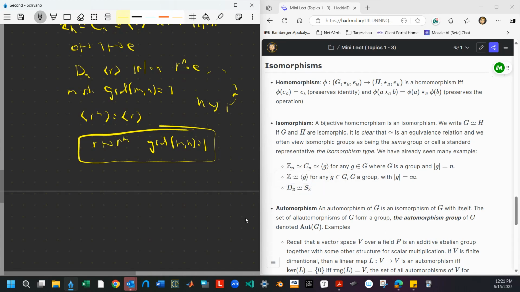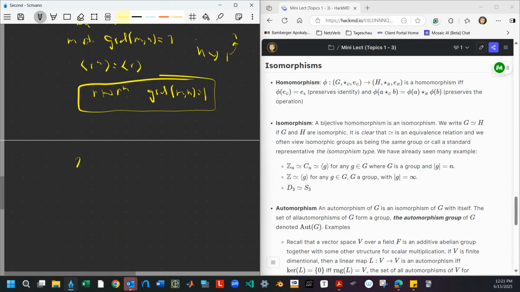So those are all isomorphic. Z itself is isomorphic to any cyclic group where the order is infinity. So this group is given by g^i for i in Z. And in this case, there's really only one thing you can map. There's only one generator here. It can only be g. That's the only thing that can generate this whole thing.